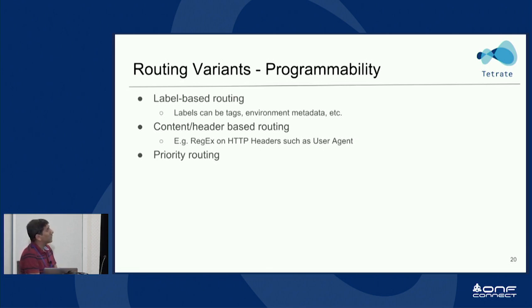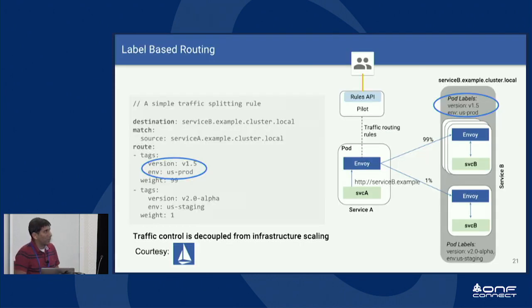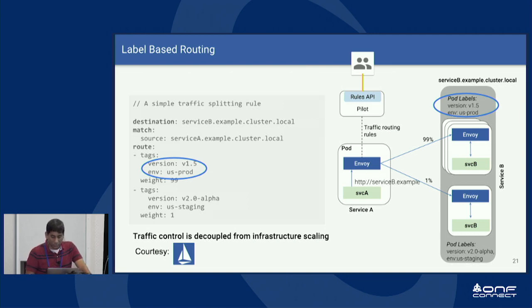To talk about programmability, there are some things you can do before Envoy actually routes out. You could do label-based routing, for instance. You could also do content-based routing. There's priority-based routing that allows route-level priorities to be implemented based on connection pool and circuit breaker information. For example, this is a label-based routing mechanism that allows traffic splitting. So service A talks to service B. If you have two versions of service B, you can have 99% sent to version 1.5, and just 1% to version 2 alpha. You could do these kinds of things with labels. The labels are typically tags that you mention in the custom filters.